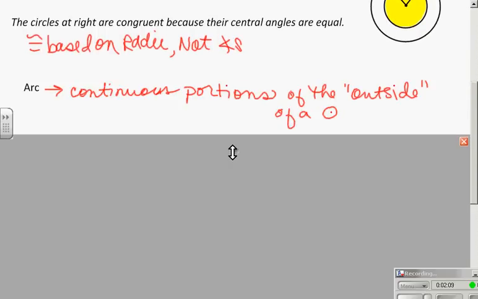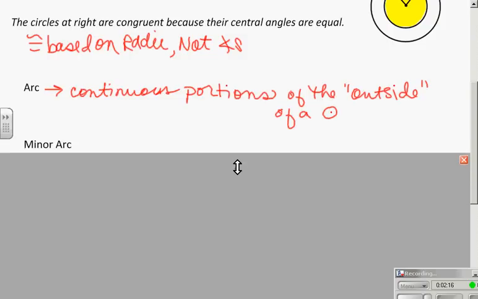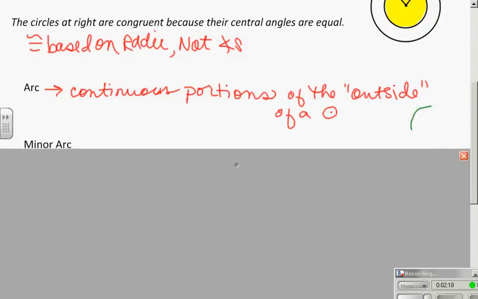A definition you don't have in your notes, but I'd like you to add, is an arc. An arc is a continuous portion of the outside of a circle. And so if I have a circle like so, from here around to here would be an arc.